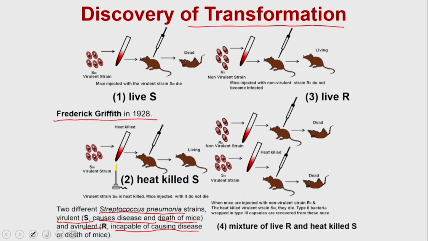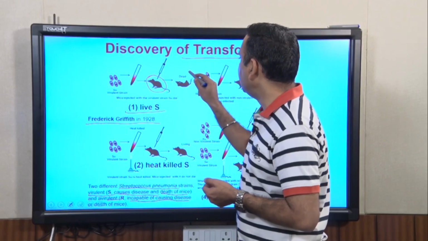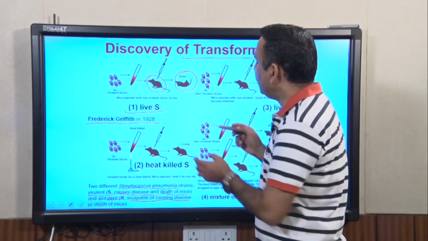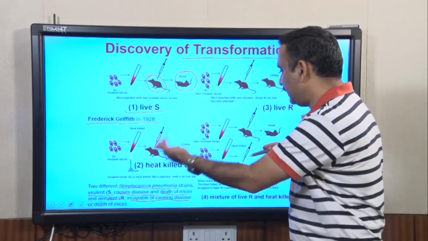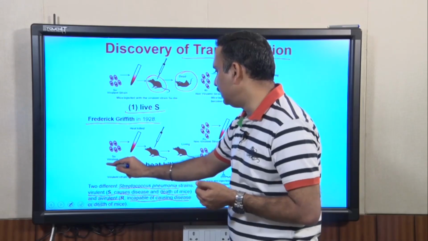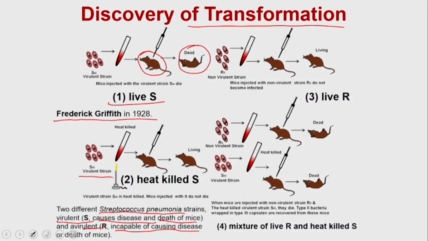In the first phase, he had taken the live virulent strain, S strain, and injected the live strain into the mice, and what you can see is that the mice developed the disease, and ultimately the mice died. Now, he has done another experiment. He has taken the same virulent strain, S strain, and heat killed it. By heat killing, he has inactivated those bacteria, and when he injected those heat killed bacteria, the mice did not develop the disease, and they survived and were living.